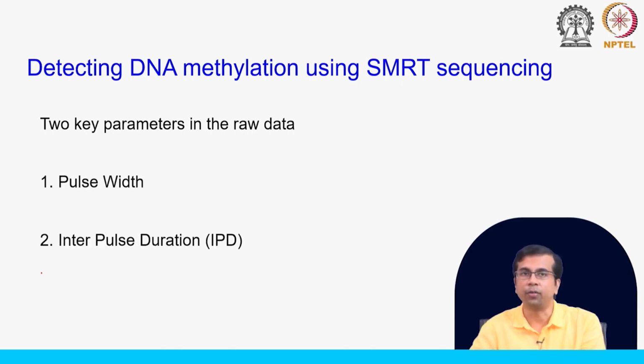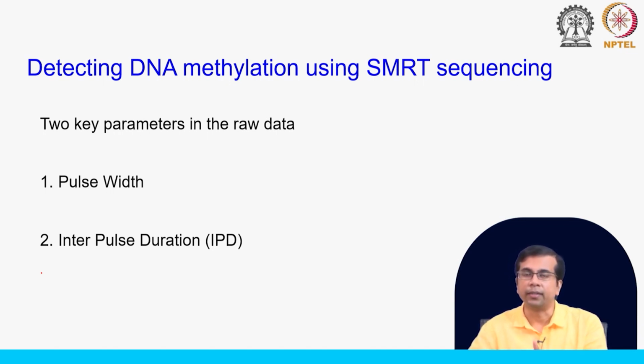So, these are the two parameters, and these are the technical terms for them. The first one is pulse width. Pulse is the addition of a base, that is the event, and the width of that pulse is the time interval for which we can detect the fluorescent signal. So, let us say you are adding an A base and the detector can detect this A base fluorescence for a few milliseconds. That would be the pulse width, and the second is interpulse duration, or IPD.